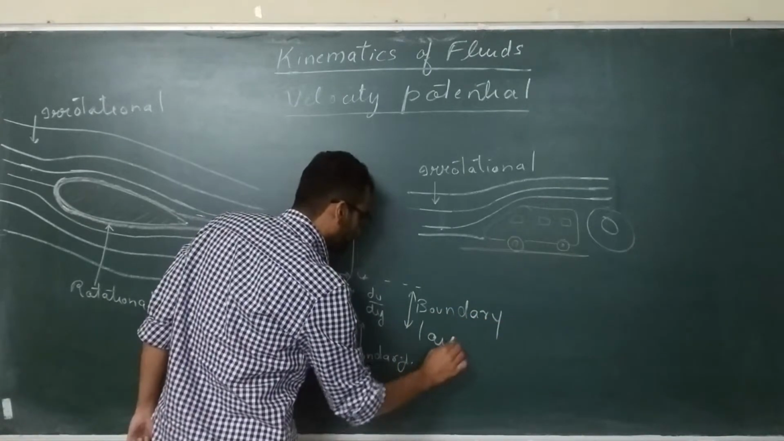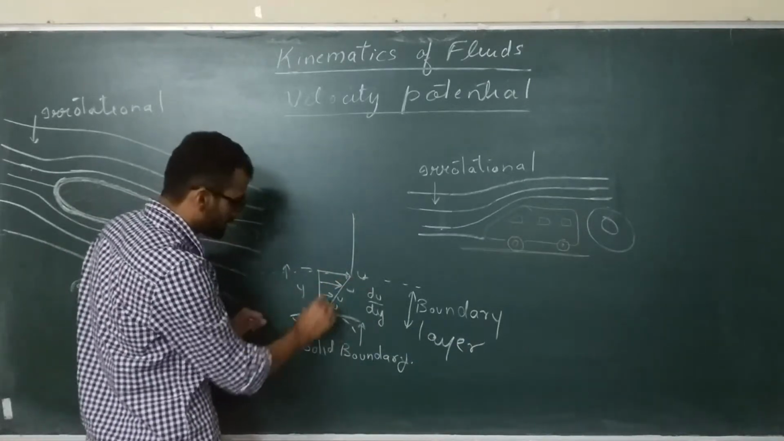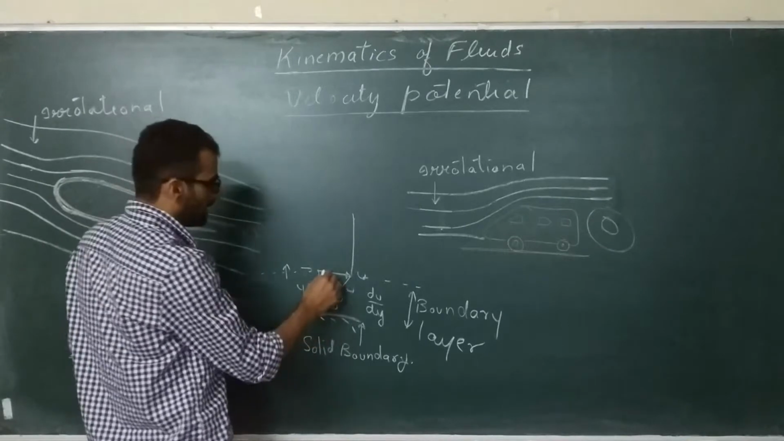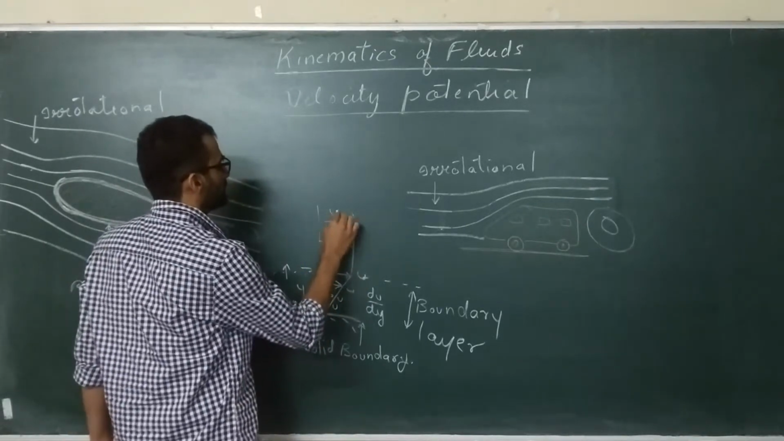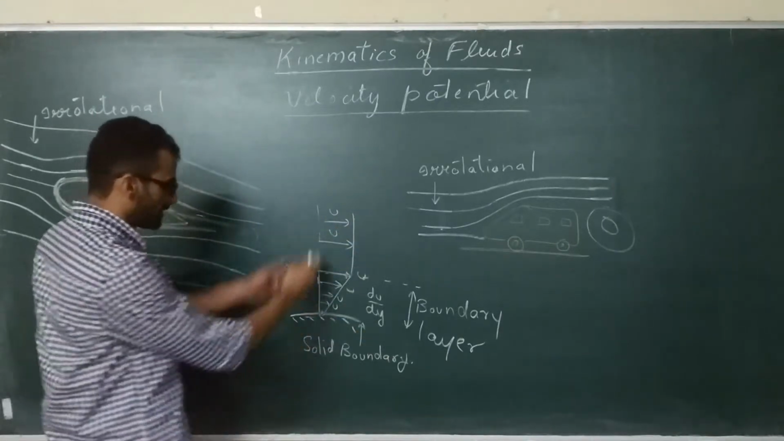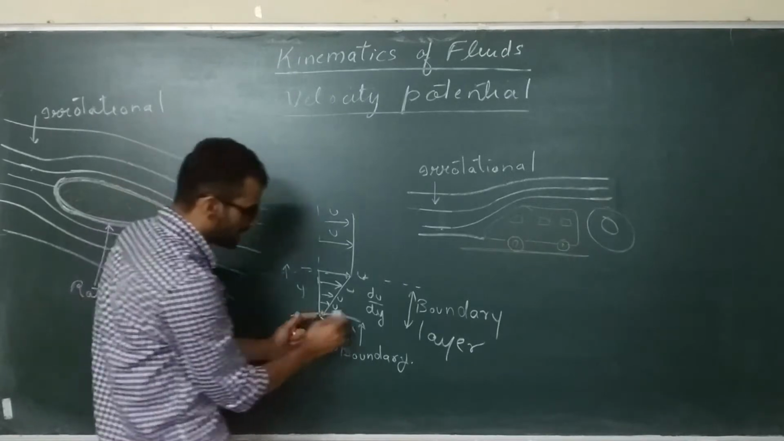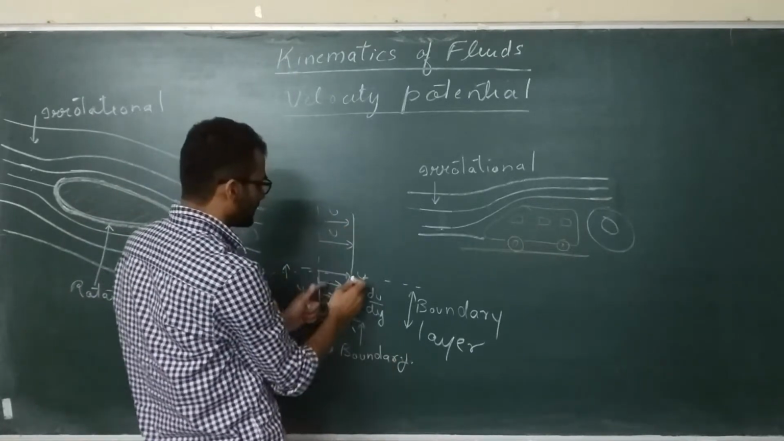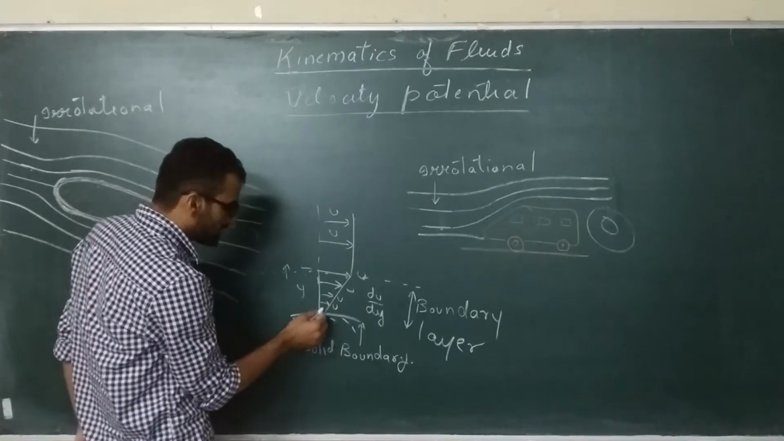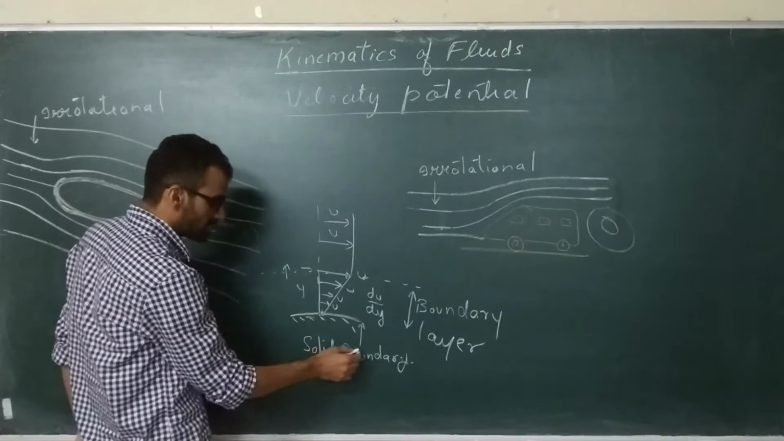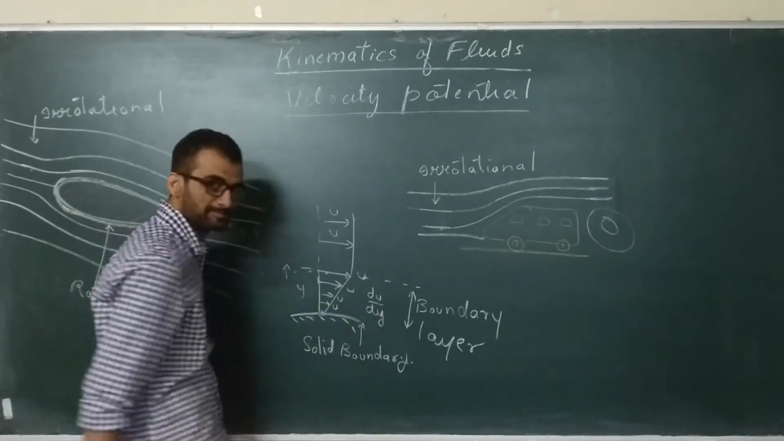Boundary layer. Now in the boundary layer, there is a high gradient of u velocity with respect to y. Above the boundary layer, the u velocity is almost the same at a particular x location. If you change the x location, you will get a different u, but the profile will be something like this only. So inside the boundary layer, near the solid boundary, you are getting a very high gradient of velocity, du by dy.